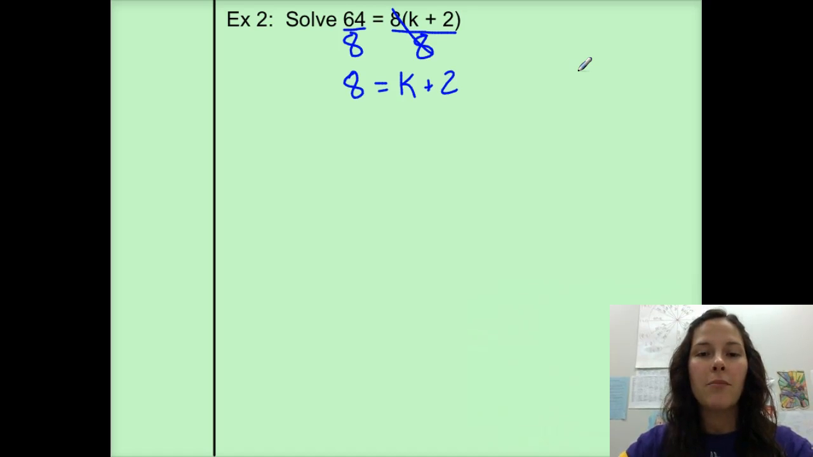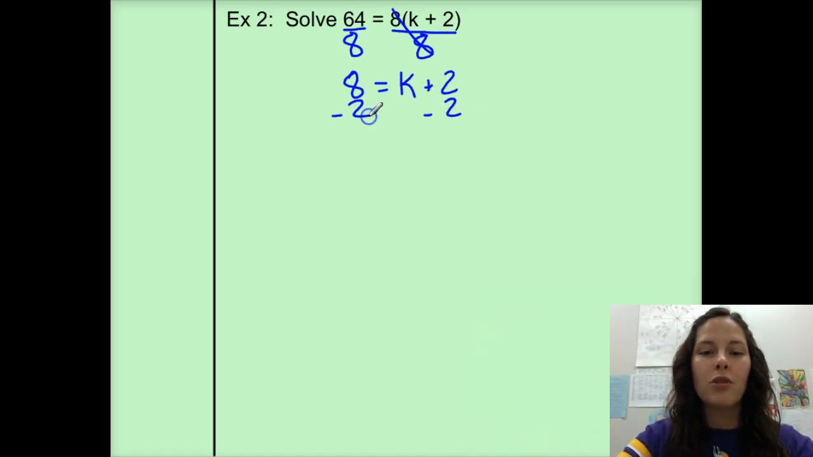So 64 divided by 8 is 8, and on the side with the variable, remember you should always be canceling. You should never be doing any math or any operations on the side with the variable. The reason that we're doing what we're doing is to get the variable alone and to get something to cancel. So the next thing I'm going to cancel is that plus 2, and subtraction cancels addition, so I'm left with 6 equals k.